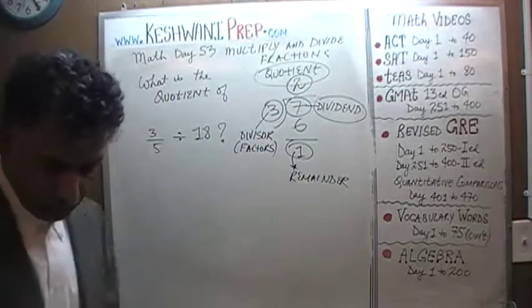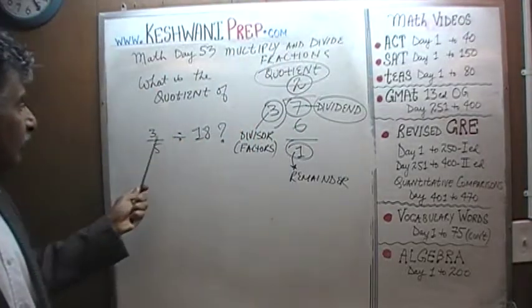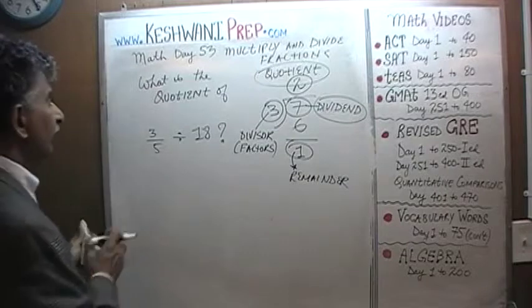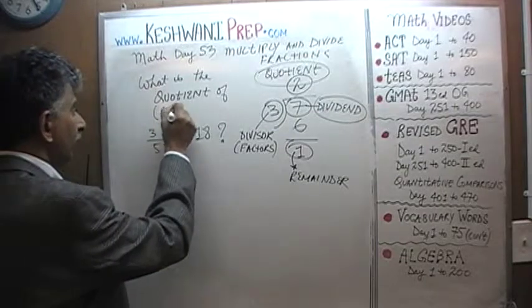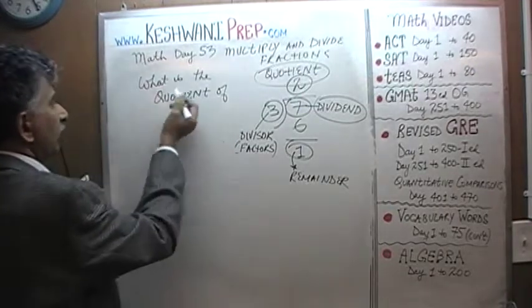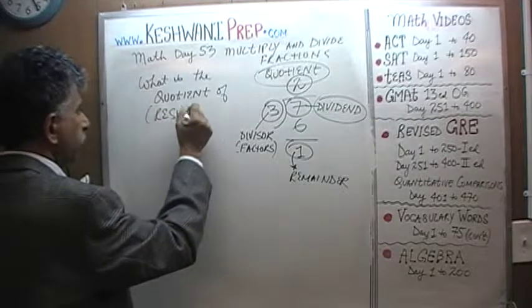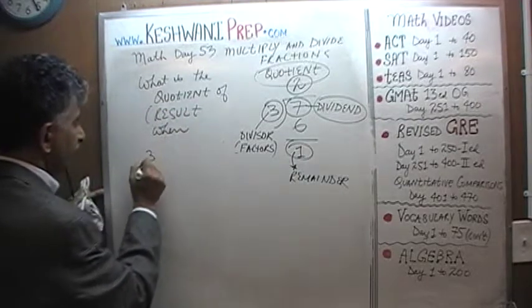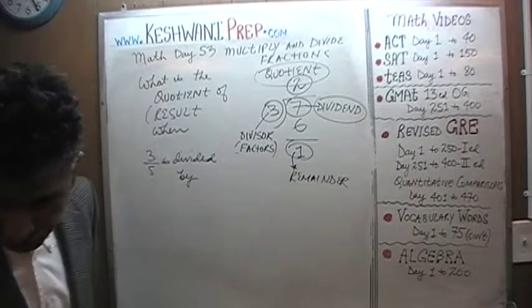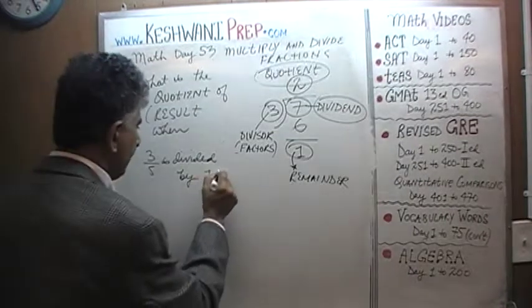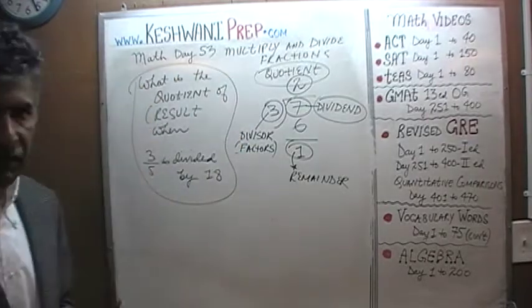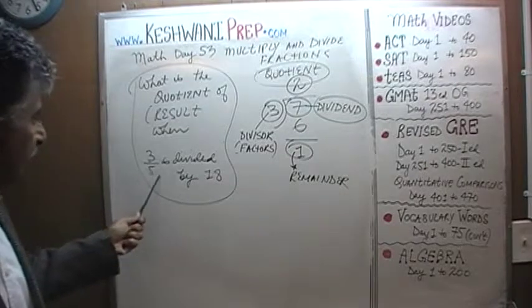Quotient is the result of dividing one number by another number. So here, what they're asking is, what is the quotient of 3/5 divided by 18? What they're asking is, what is the result when 3/5 is divided by 18? That's all they're looking for. We're just going to divide 3/5 by 18.